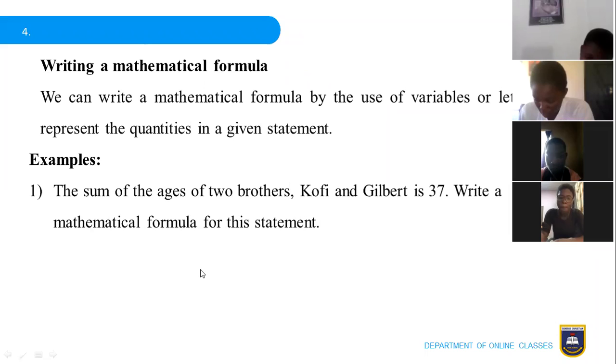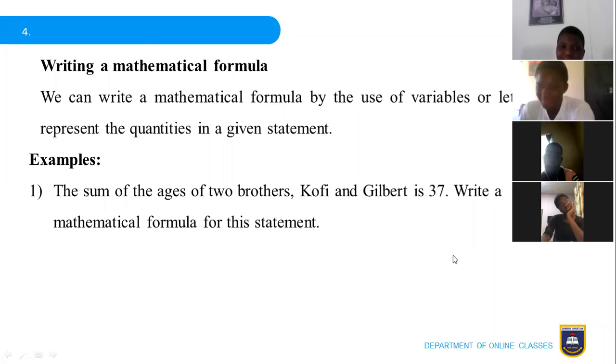So I have X plus Y equal to 37. In that, I use X to represent Kofi and Y Gilbert. It is the sum of the ages of the two brothers, the two of them, when we add it to get 37. That's why I had X plus Y equal to 37. That is 100%. Thank you, sir. Excellent explanation, my brother.